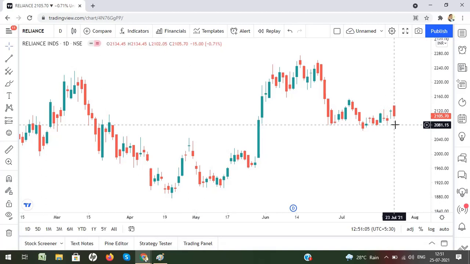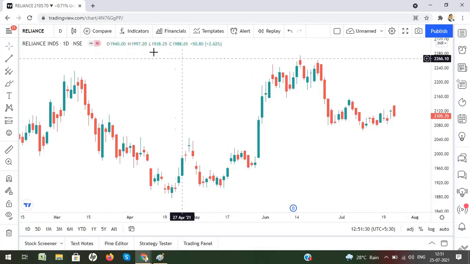That means this candlestick was constructed taking into account the price action for Friday. 23rd July was a Friday. From 9:15 a.m. to 3:30 p.m., whatever was the open, high, low and close, that price action was taken into account and the candlestick was constructed.